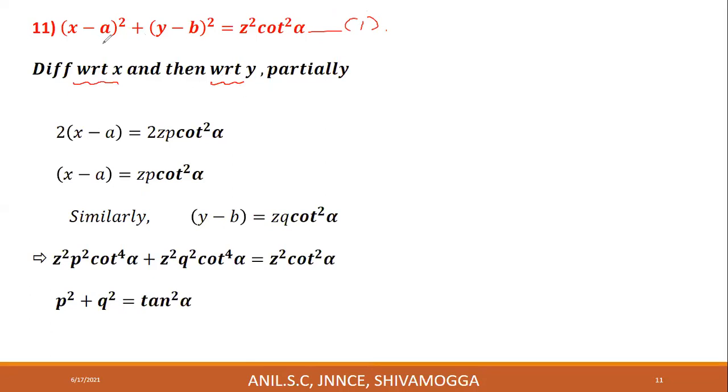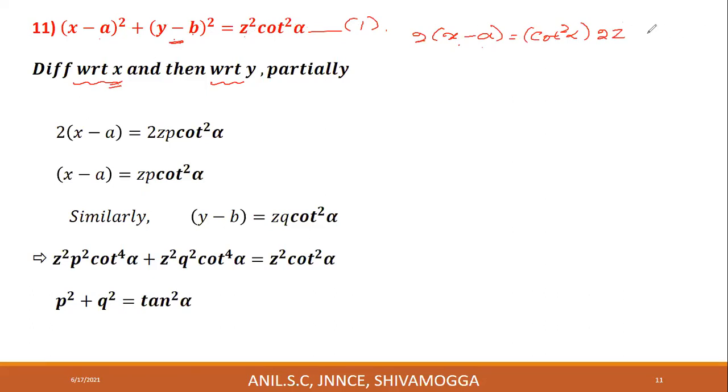Let's differentiate partially with respect to x first. Derivative of x minus a whole square is 2 into x minus a, into derivative of x minus a is 1, plus derivative of y minus b whole square is 0. There, because this is partial differentiation with respect to x, therefore y minus b must be treated as constant. Its derivative will be 0. Here cot square alpha is constant. Keep it as this cot square alpha into derivative of z square is 2z. Z is a function of x and y. Therefore, derivative of z square is 2z.